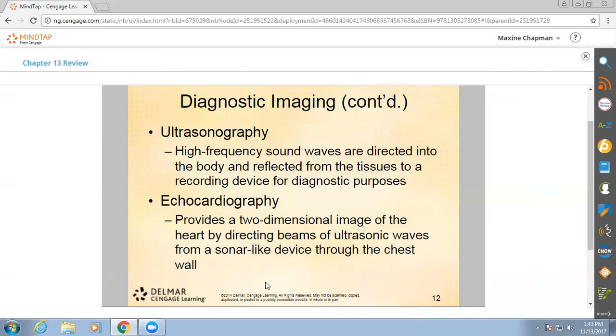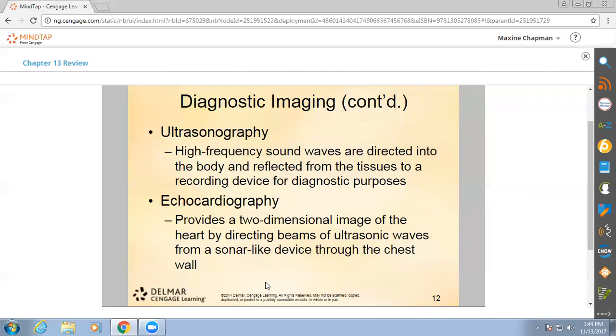The beam that is produced is directed into the body, and variances in tissue density are reflected back to the transducer as echoes. Those echoes create images.